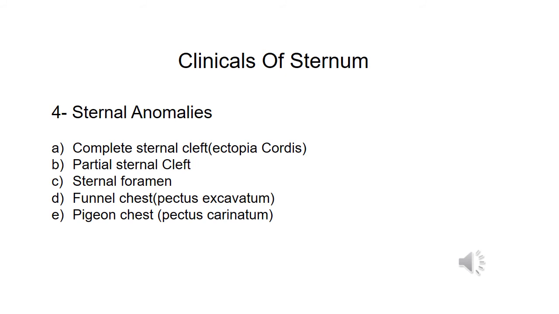When the two plates of the sternum don't fuse together, there is a gap left in the anterior thoracic wall. Through this gap or cleft, the heart may protrude outwards. This condition is known as ectopia cordis.